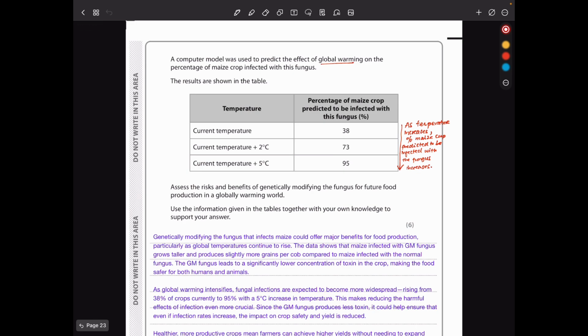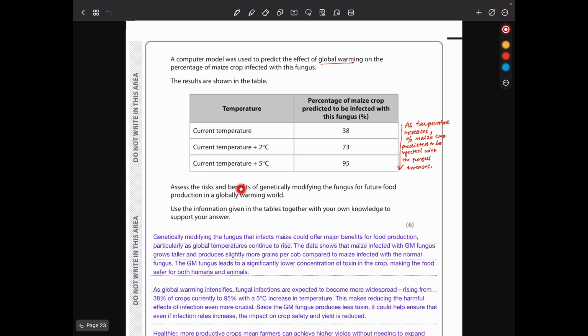So they say a computer model was used to predict the effect of global warming on the percentage of maize crop infected with this fungus. The results are shown in the table. So the current temperature, we see the percentage of maize corn predicted to be infected is 38. When the temperature increases by 2 degrees, we see this increases to almost doubling. And if it's increased by 5 degrees, its increases were higher. So as temperature increases, the percentage of maize crop predicted to be infected by the fungus is increasing. So as global warming occurs, it means more grains are going to be affected by the fungus and maybe there will be less food that is available.